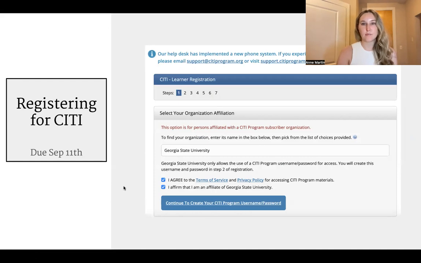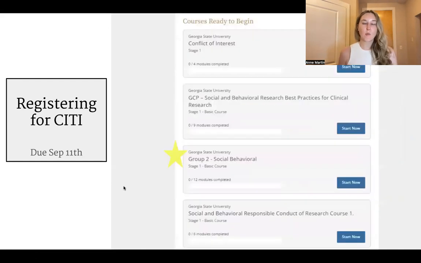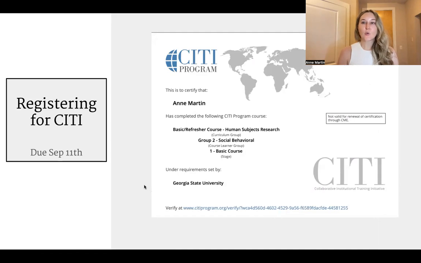for CITI. Now, once you have registered, you need to select your course. The course that we are going to be doing is Group 2, Social and Behavioral. There are 12 modules. That's the only one that you need to do, Group 2, Social and Behavioral. Once you have finished your modules, they will give you a certificate. This certificate is what you're going to upload to iCollege for your assignment.